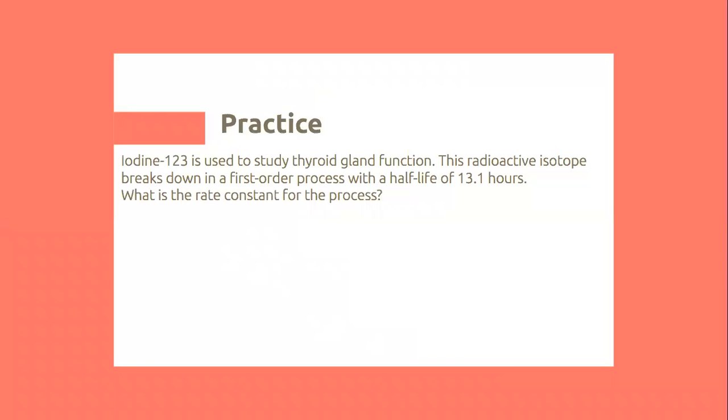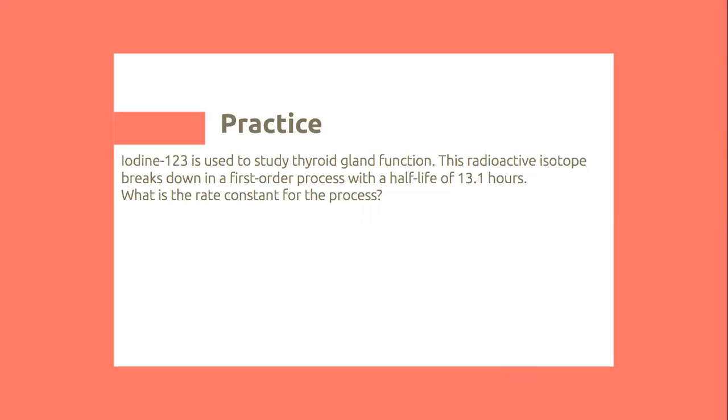So iodine-123 is used to study thyroid gland function. It'd be something that you would ingest, or would be injected in a medical procedure, to help a doctor study your thyroid function and possibly ascertain hyper or hypothyroidism. And this radioactive isotope breaks down in a first order process, no surprise there, with a half-life of 13.1 hours. What is the rate constant for the process?